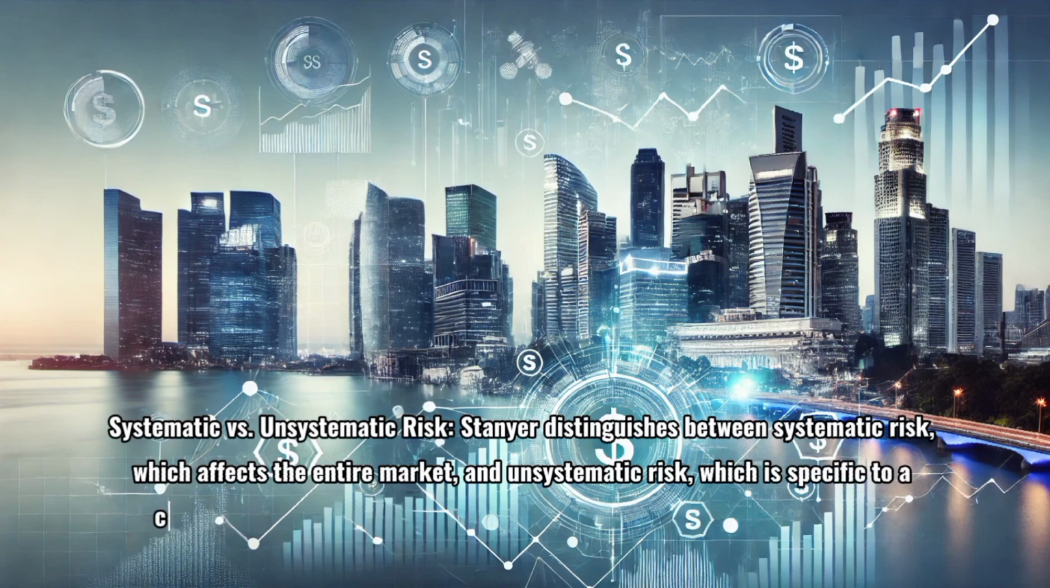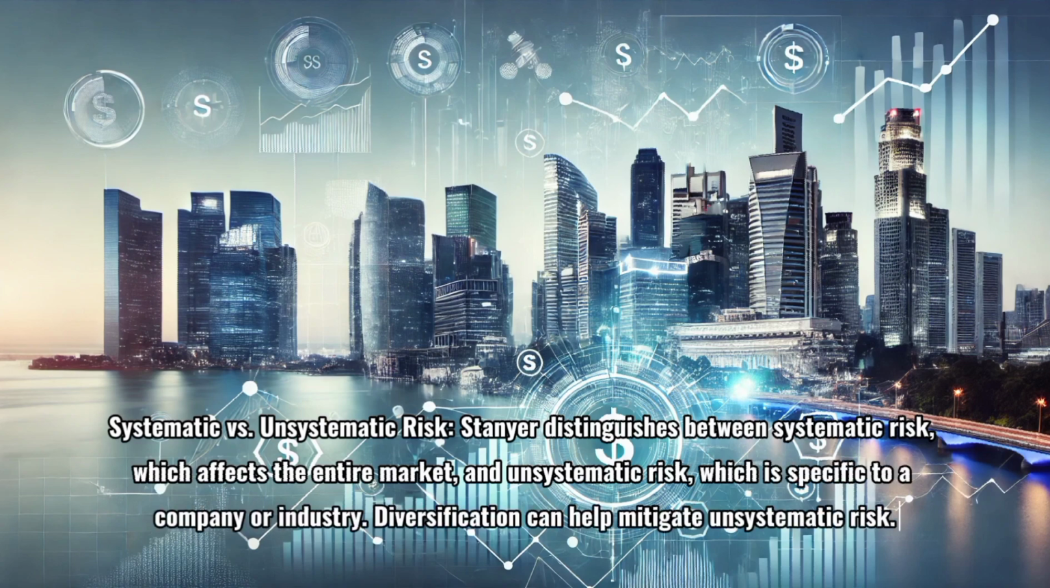systematic versus unsystematic risk. Stanyer distinguishes between systematic risk, which affects the entire market, and unsystematic risk, which is specific to a company or industry. Diversification can help mitigate unsystematic risk.